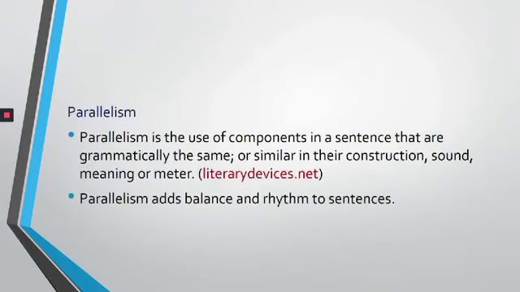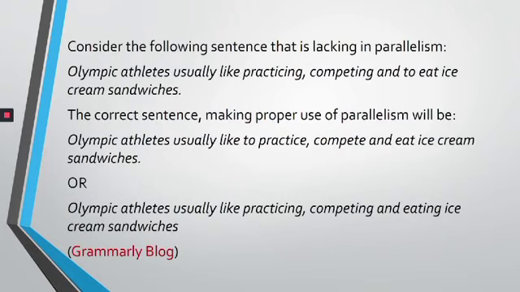Let's move on to parallelism. Parallelism is the use of components in a sentence that are grammatically the same or similar in their construction, sound, meaning, or meter. Parallelism adds balance and rhythm to sentences, and probably the best way to determine the meaning of parallelism is by examining sentences that lack parallelism. So we have an example here. Olympic athletes usually like practicing, competing, and to eat ice cream sandwiches.